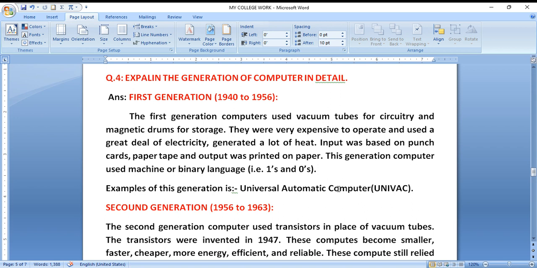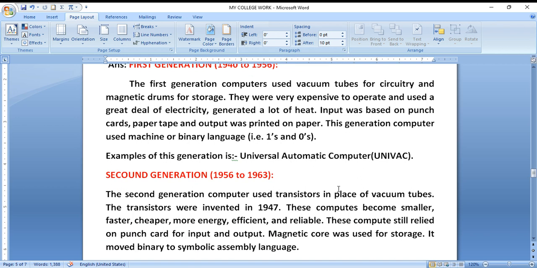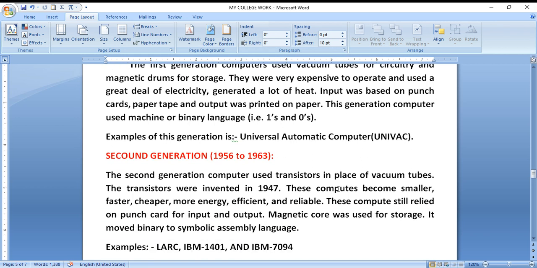Second generation, 1956 to 1963. The second generation computers used transistors in place of vacuum tubes. The transistor was invented in 1947. These computers became smaller, faster, cheaper, more energy efficient, and reliable.